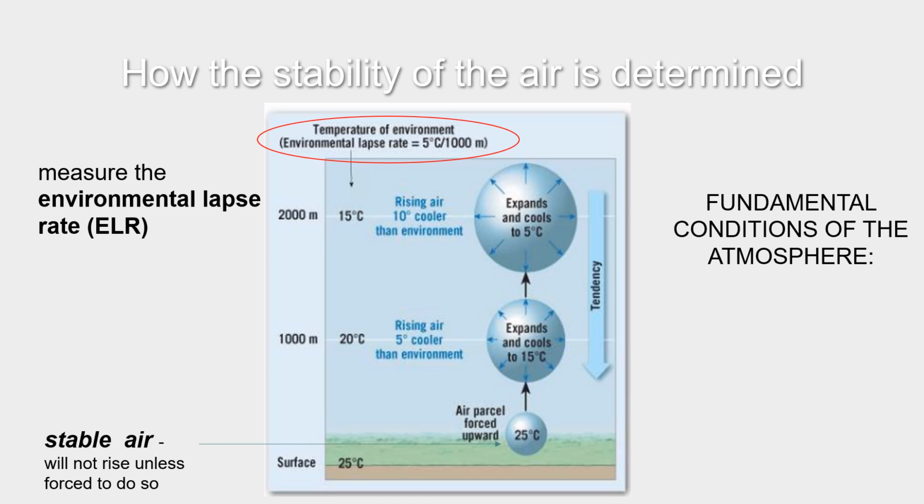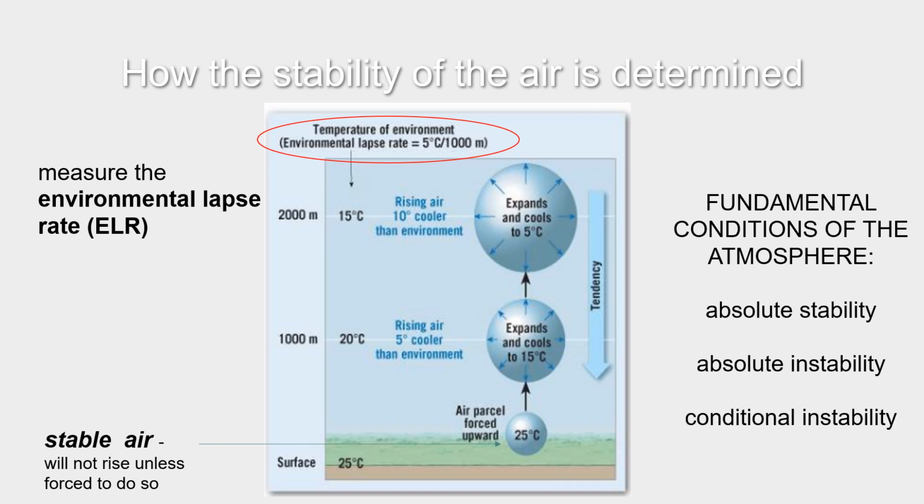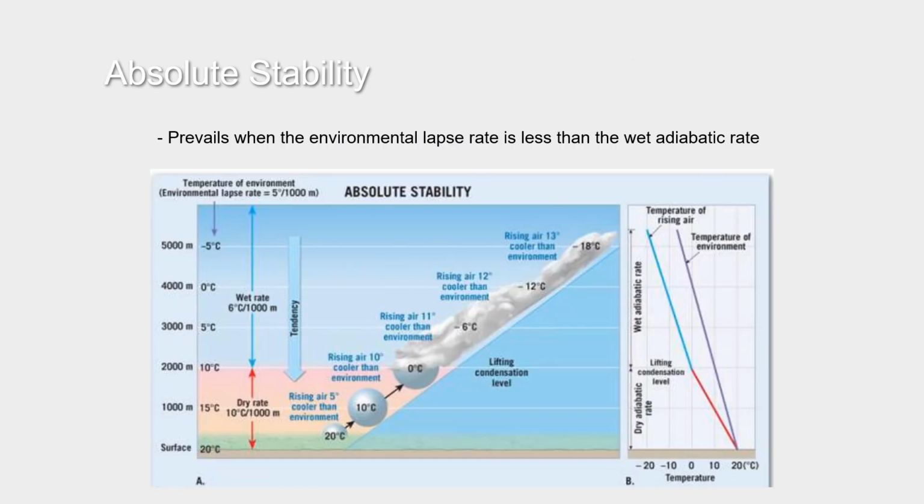And there are actually fundamental conditions of the atmosphere. These fundamental conditions include absolute stability and absolute instability, as well as conditional instability. We're going to go through these three fundamental conditions of the atmosphere one by one. So what is absolute stability? Accordingly, absolute stability prevails when the environmental lapse rate is less than the wet adiabatic rate.